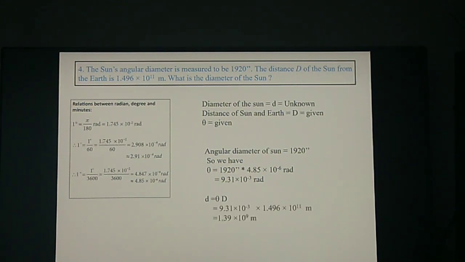So making small d the subject of the formula, we are getting the diameter of the sun. Clear? So this type of question can be solved using the parallax method. Now we will go for the fifth problem.